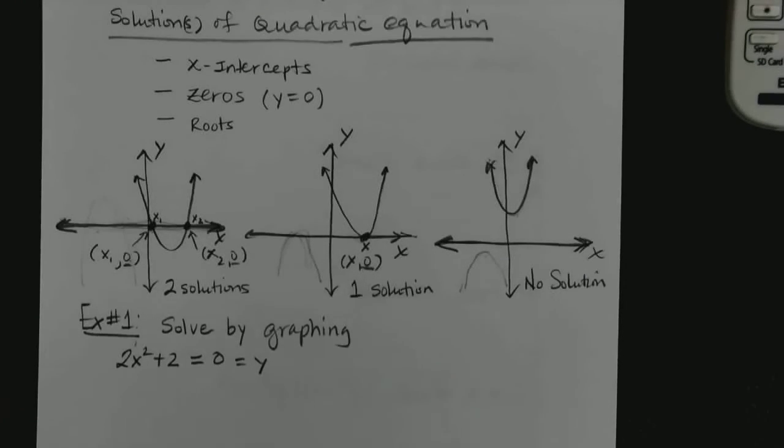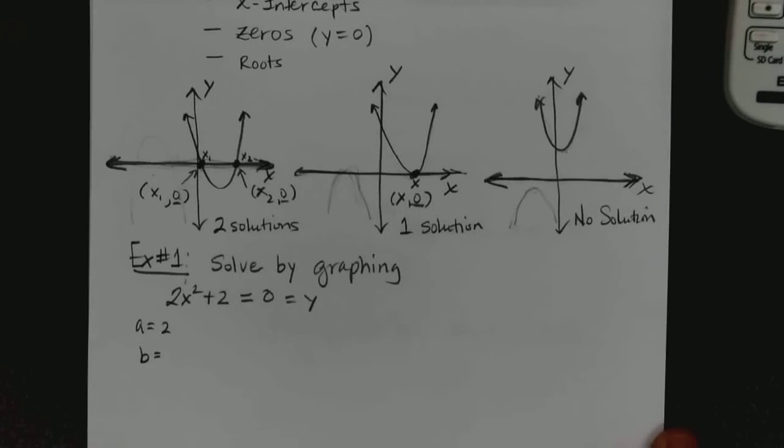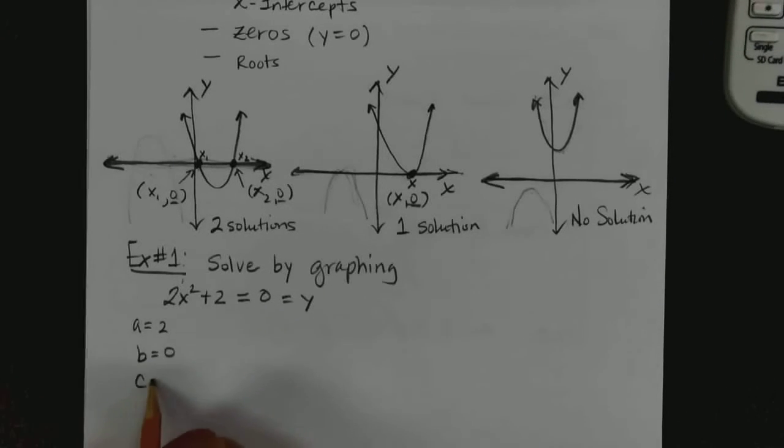To graph a quadratic equation, what do we need? Your axis of symmetry. So what's my A? 2. What's my B? You move it over. Yep. What's my A and B? B is 0 and C is 2.